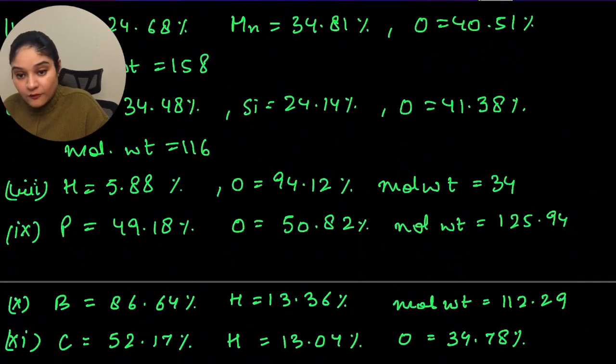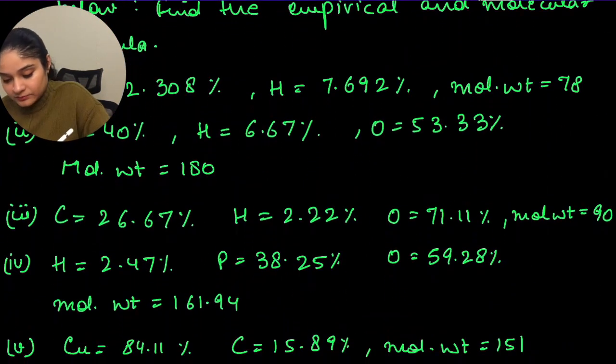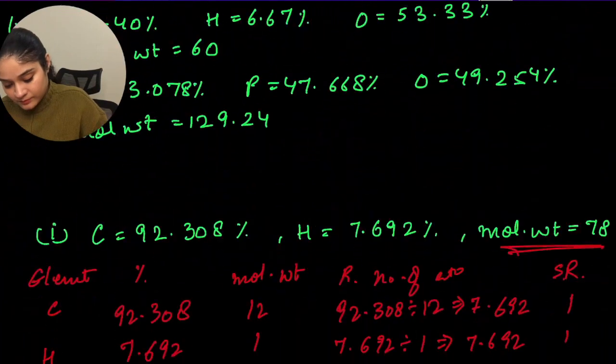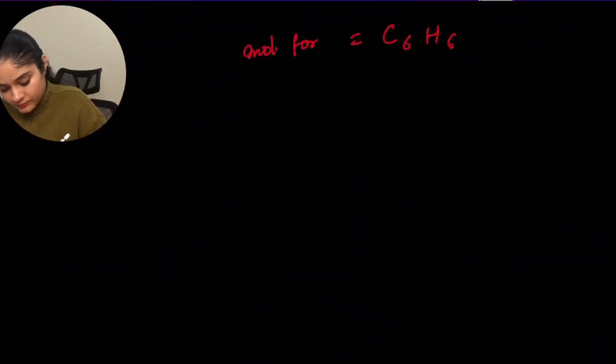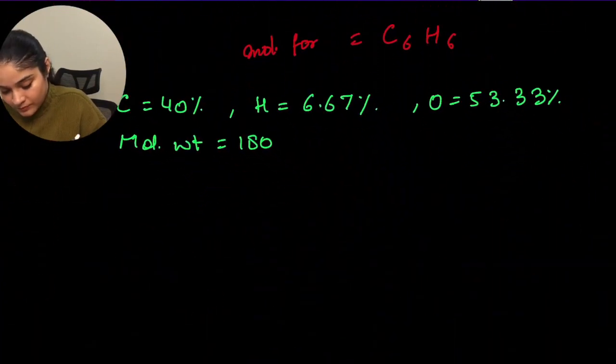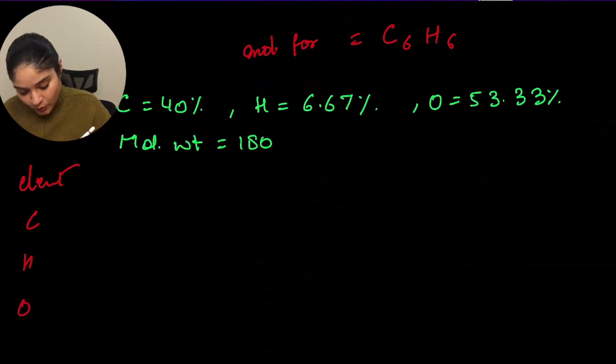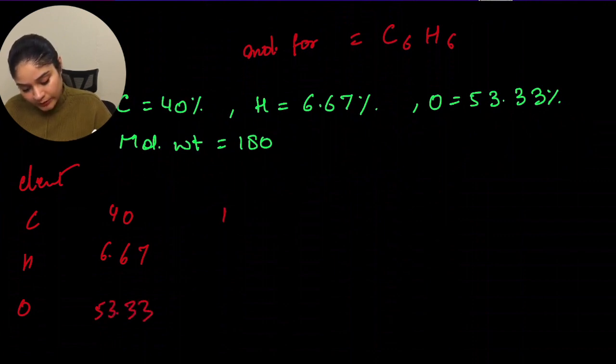Let's quickly move to the next one. Next one I'll have to copy paste again. Okay, so let's get started with this one. Again, the elements that you have will be C, H and O, and this is given as 46.67, 6.67 and 53.33. Then the weights: for carbon we know it is 12, hydrogen is 1 and O is 16.